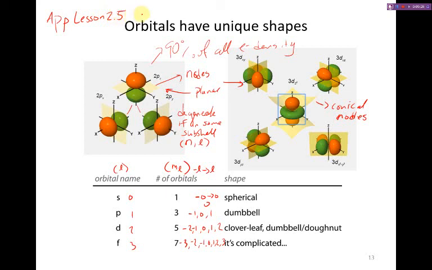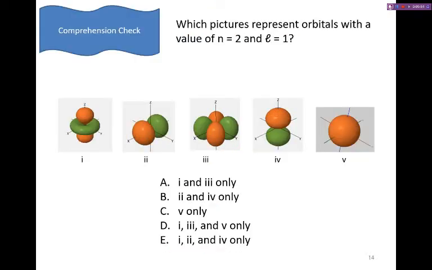I recommend that you find the app that's in lesson 2.5. There's the section on d orbitals, so it's right near the bottom. And this allows you to quiz yourself on orbital shapes and the quantum numbers. I recommend that you use that to get some practice. Speaking of practice, we're done with this content. Let's move on to some problems to give you an opportunity to think through this.